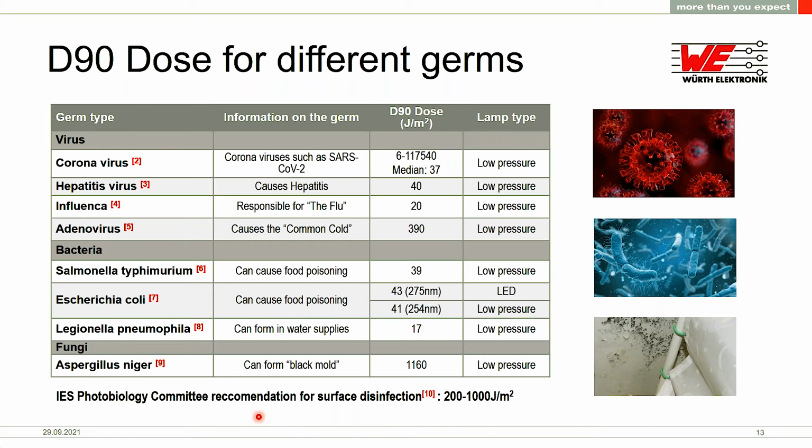So there's also a recommendation from the IES Photobiology Committee, which says for surface disinfection, you should get 200 to 1,000 joules per square meter. And with those values, you can kill off almost everything.